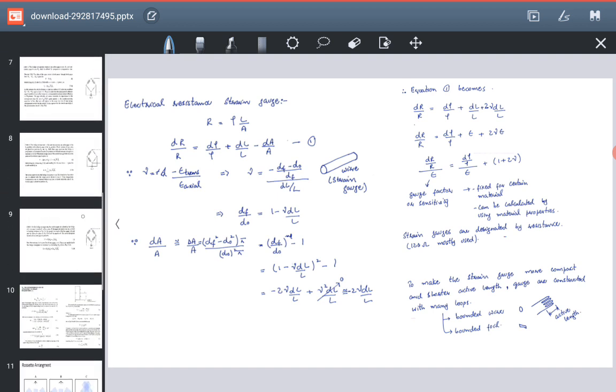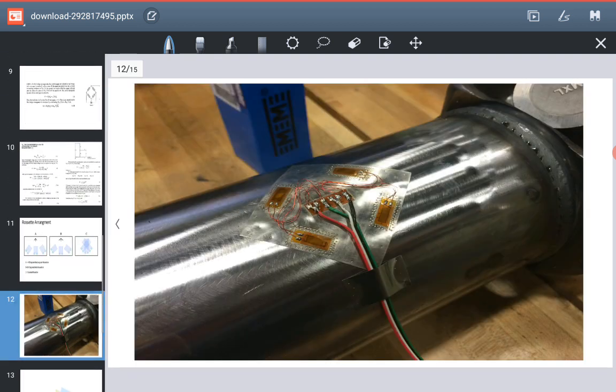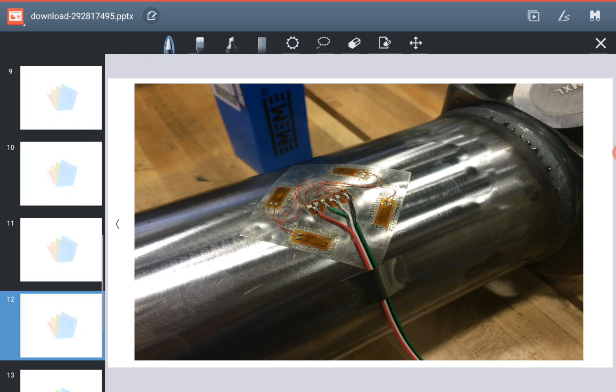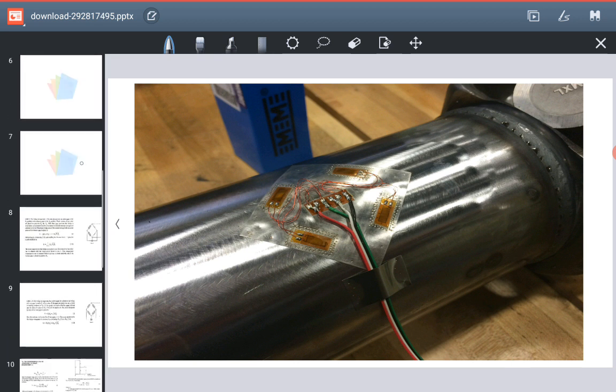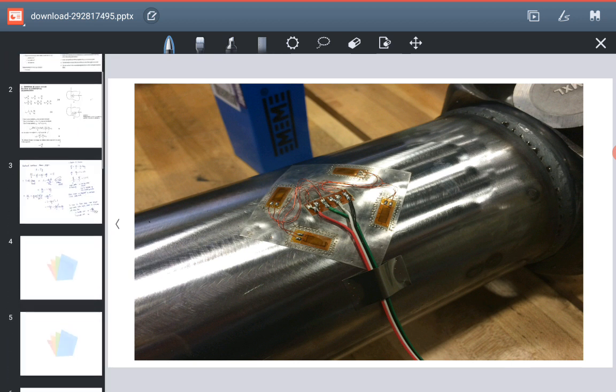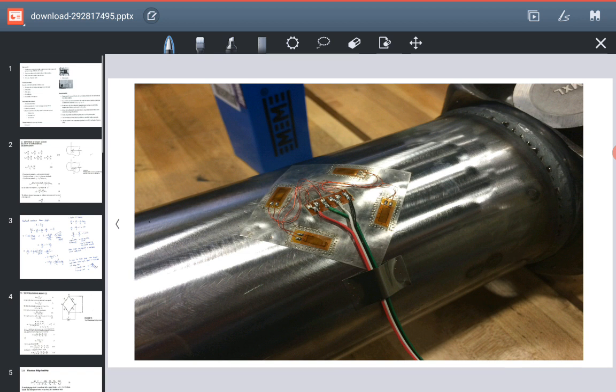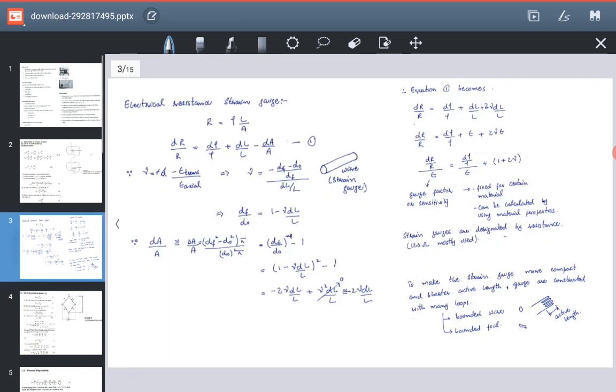Let's see a few slides below. If you can see here, yes, this is the gauge in real life, and these are very small lines here. So the small lines are like this. This is how the strain gauge is formed by using the material in loop form.